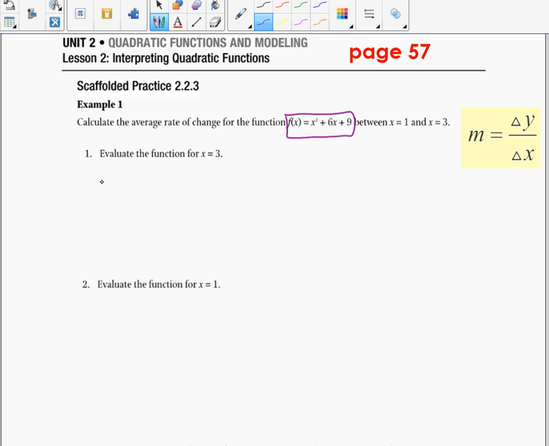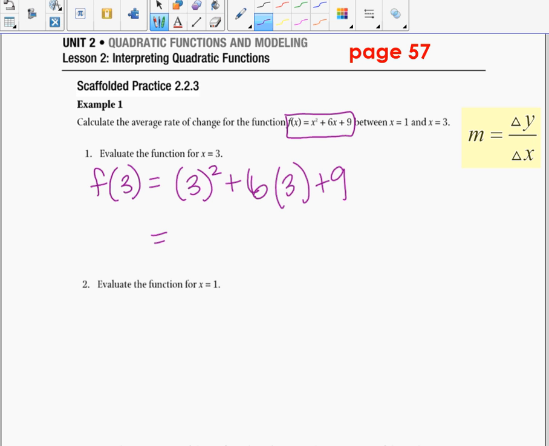So if we're going to figure out the function when x is 3, we're going to just plug in 3 squared plus 6 times 3 plus 9. So you guys be careful when you're doing this in the calculator, especially if there's negatives involved. That's been an issue. So you should end up with 36. So that means we're dealing with the point 3, 36.